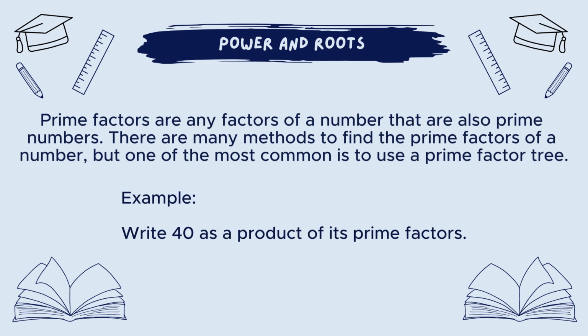Prime factors are any factors of a number that are also prime numbers. There are many methods to find the prime factors of a number, but one of the most common is to use a prime factor tree. For example, write 40 as a product of its prime factors.